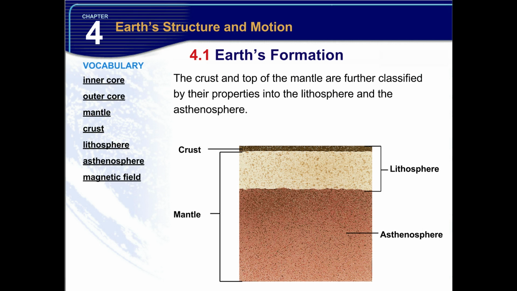Now, the crust and top of the mantle are further classified by their properties into the lithosphere and the asthenosphere. So the crust and the mantle can be broken up based on their properties. The lithosphere acts a certain way. That's the solid part that flows on the upper mantle. And then the asthenosphere has different properties, liquid-like properties within the mantle.